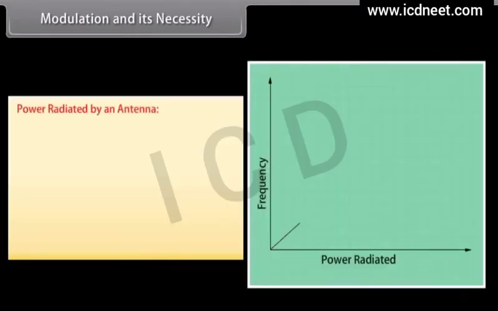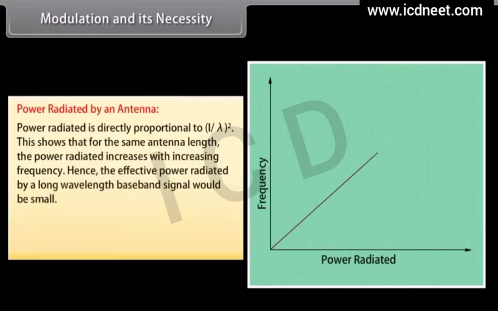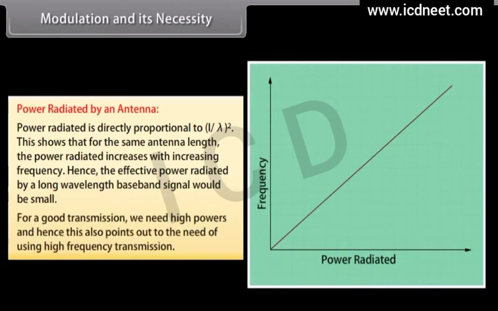Power radiated by an antenna. Power radiated is directly proportional to (L/λ)². This shows that for the same antenna length, the power radiated increases with increasing frequency. Hence, the effective power radiated by a long wavelength baseband signal would be small. For a good transmission, we need high powers, and hence this also points to the need of using high-frequency transmission.